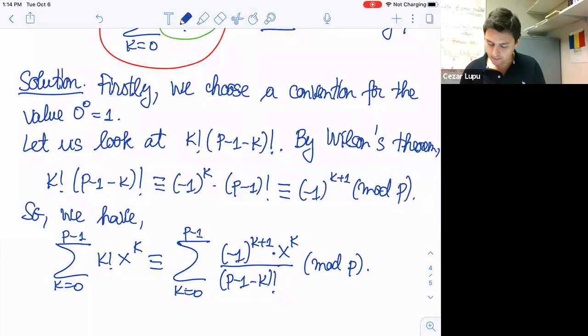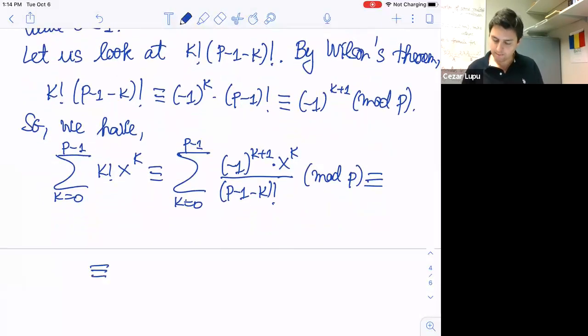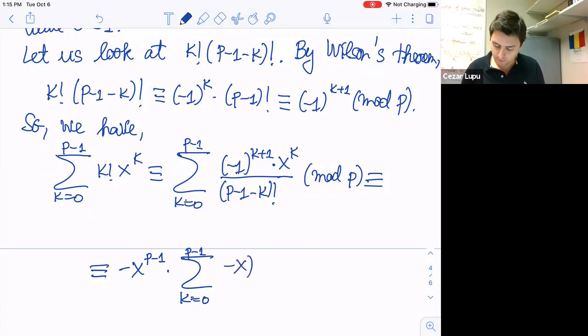And now when I look at all this, let's look at this sum. If we reverse it, instead of writing p minus 1 minus k factorial, I'm just going to write k factorial. So I'm going to reverse this. This would be nothing else than x to the power p minus 1 times the sum from k equals 0 to p minus 1 of negative x to the power k, everything over k factorial. So it's the same thing, right? Mod p.